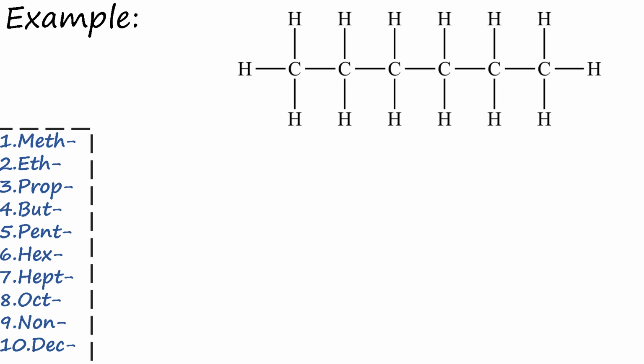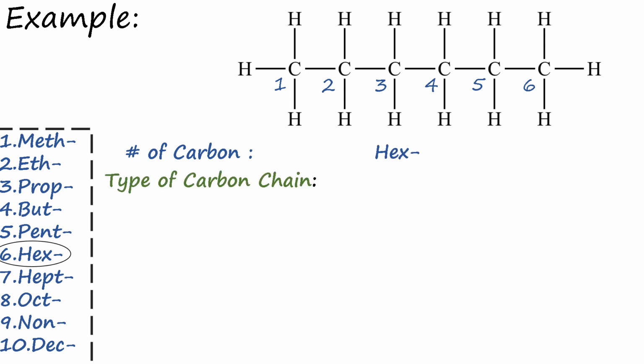So let's say we have this compound right here. The first thing we have to do once we see the compound in order to name it is to count the number of carbons. So now let's count the number of carbons in this compound. It's 1, 2, 3, 4, 5, 6. Let's look at the table. 6 is hex. Then we add hex. For the type of carbon chain, since it's all single bonds, it's an alkane. So we can add A-N-E at the end.